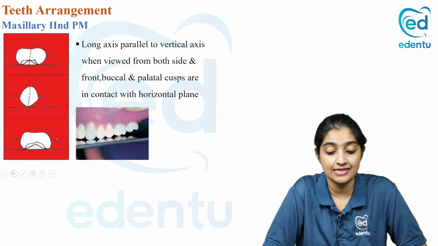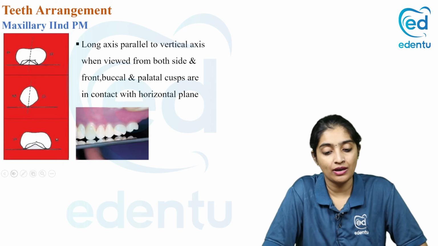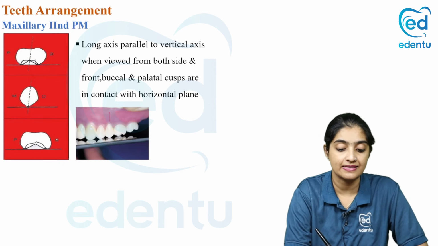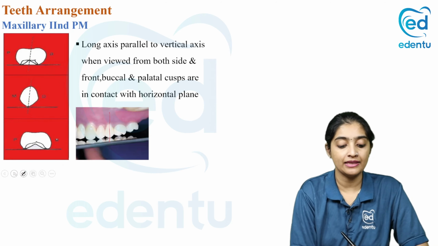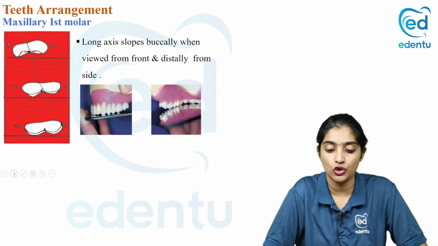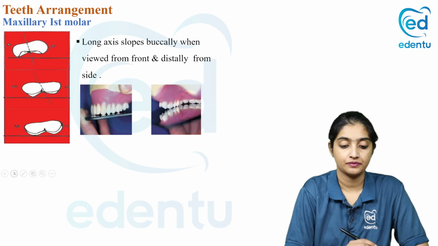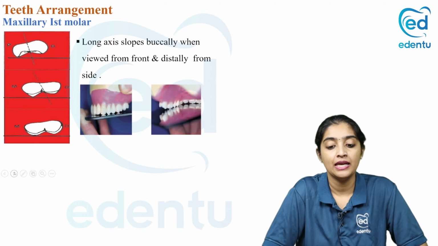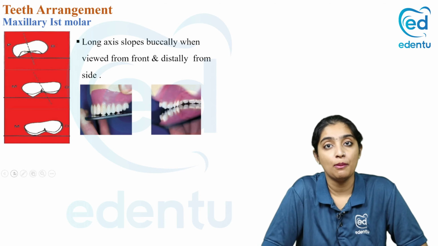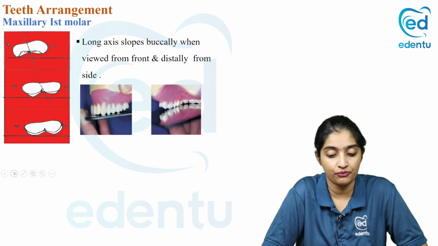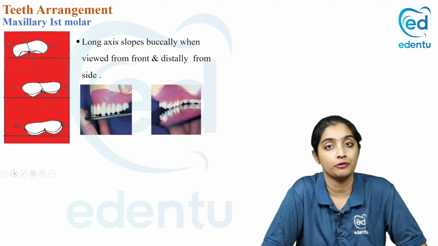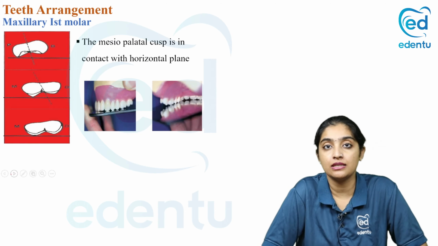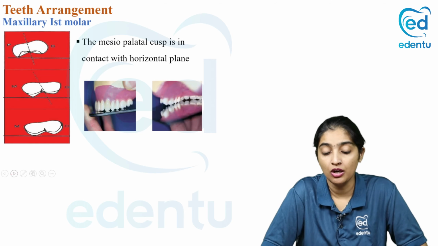Coming to the maxillary second premolar, again the long axis is parallel to the vertical axis when viewed from the front and the side. Both the buccal and the palatal cusp will touch the horizontal plane. Coming to the maxillary first molar, the long axis slopes buccally when viewed from the front and distally when viewed from the side.